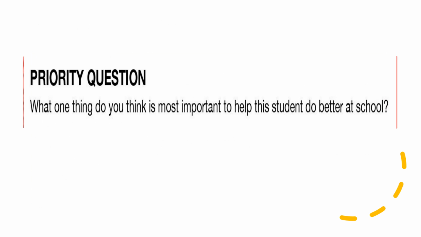Last, teachers are going to complete this priority question. So what one thing do you think is most important to help a student do better at school? So it's meant to be open-ended, and it allows us to collect multiple perspectives if we're having multiple individuals fill this out. So it can be something as simple as reading, or maybe the teacher writes a sentence and they have a couple things, but we're really trying to get them to pinpoint 1 or 2 things that they feel would be really important for this student.